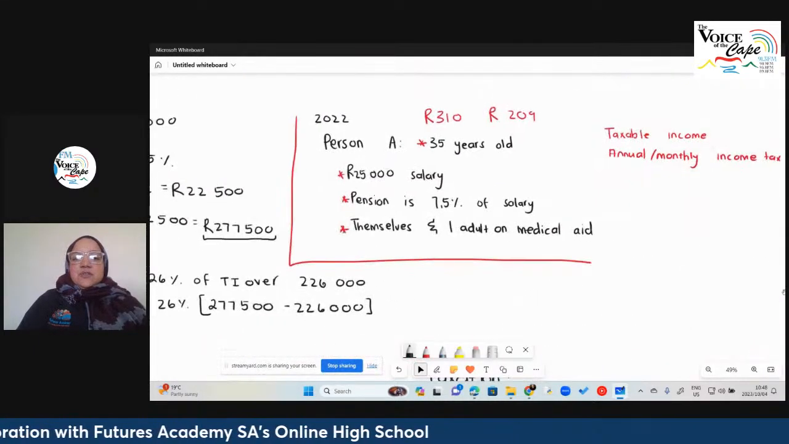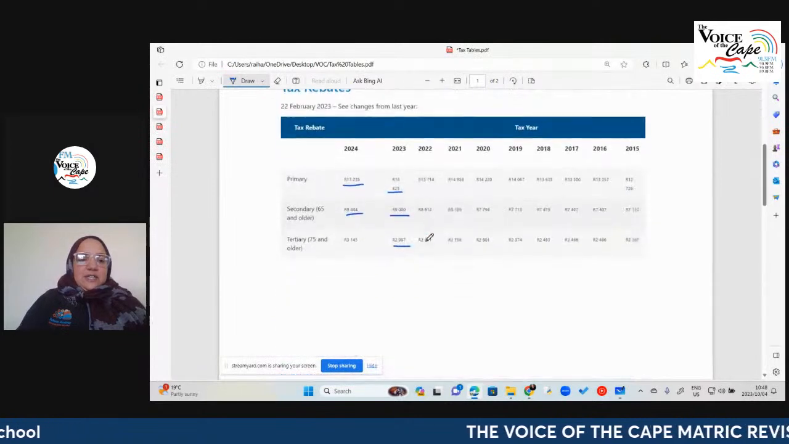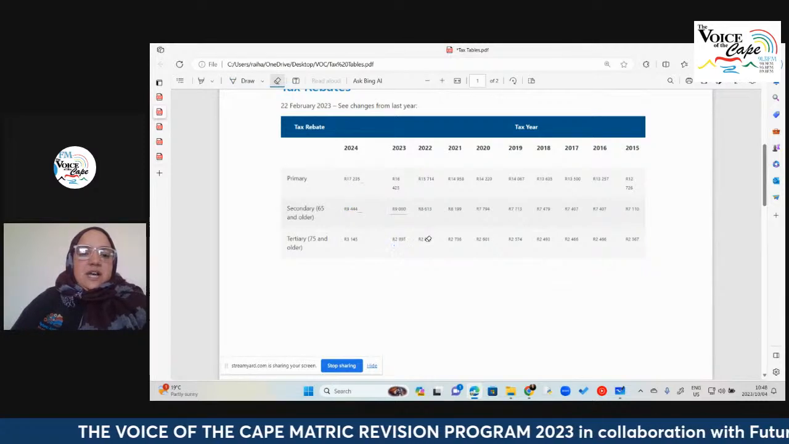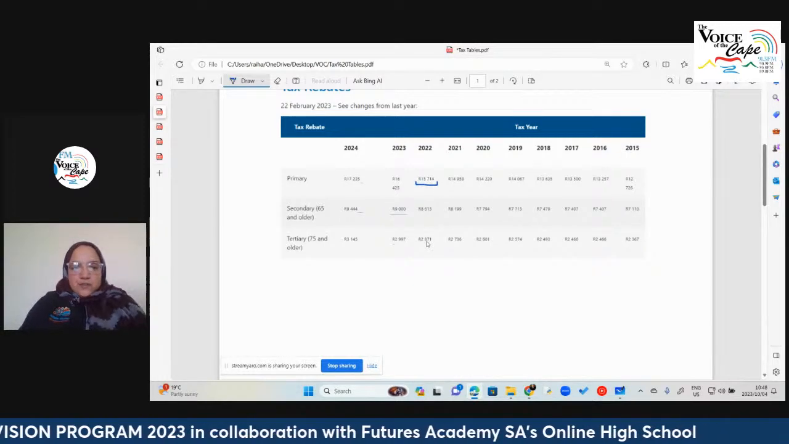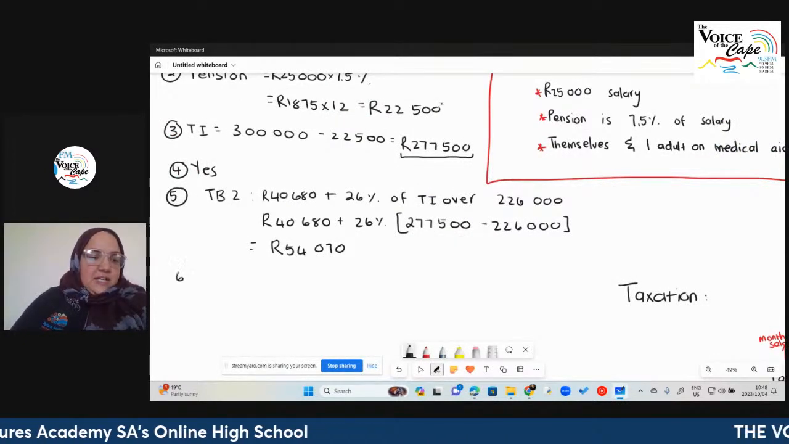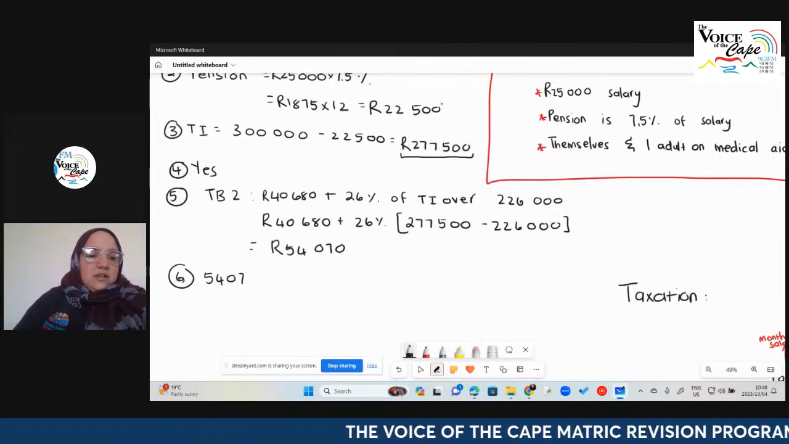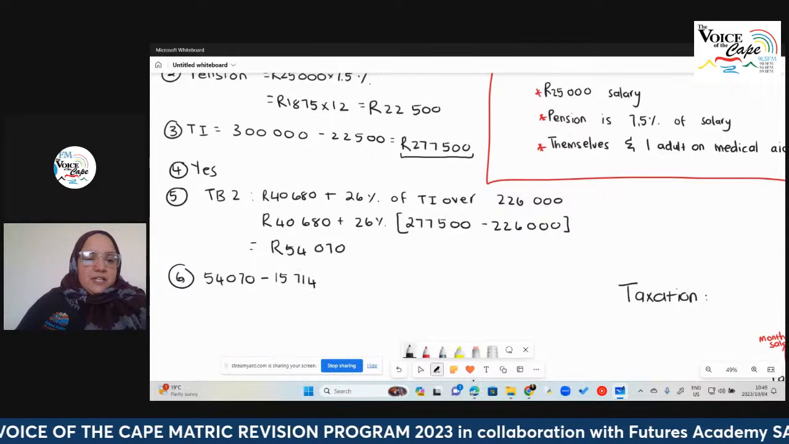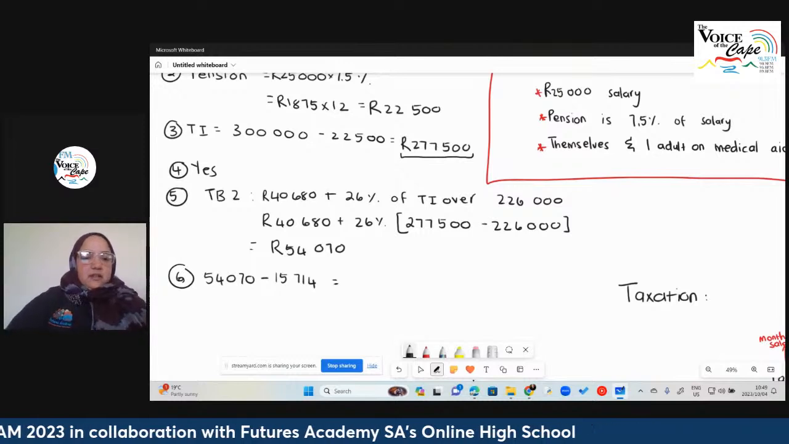Our next thing we need to do is check the rebate. If we go back to our tax tables and look at the rebates, he is only going to get the primary rebate, because he is definitely under 65. He's going to get the primary tax rebate in 2022, which is 15,714. So you take this amount and subtract 15,714 from it, and that's going to give you this.